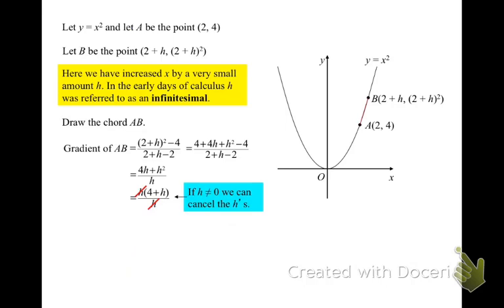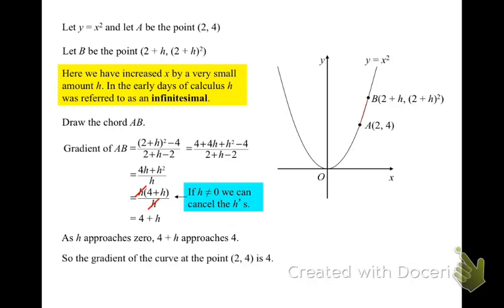Now, h, remember, we said that's infinitesimally small, so we don't even really consider that, and our gradient as h approaches 0 is going to be 4. So the gradient of the curve at the point (2, 4) is 4.